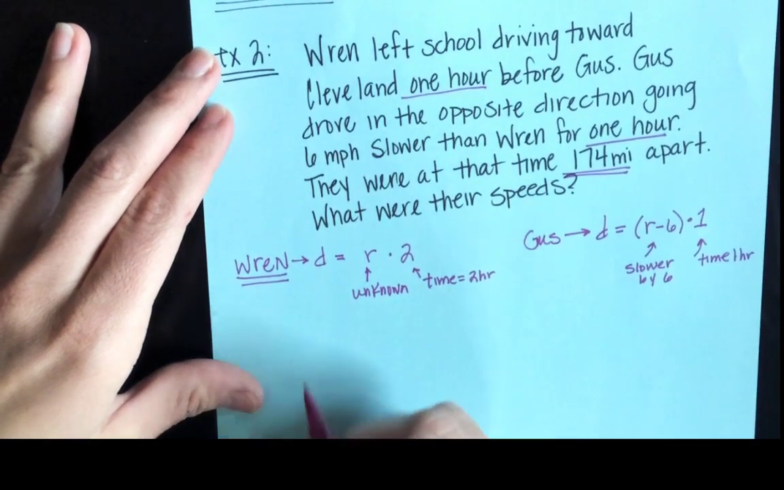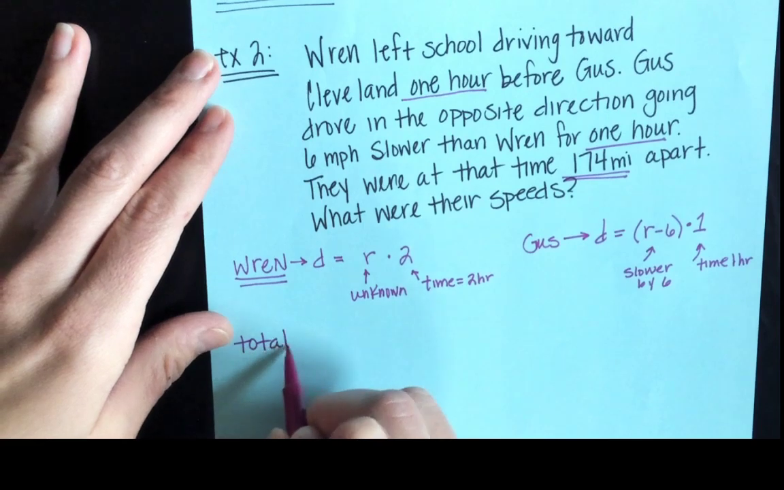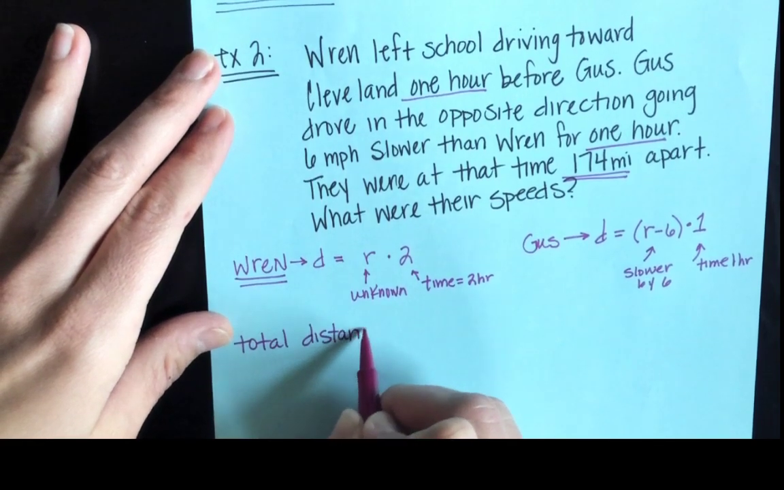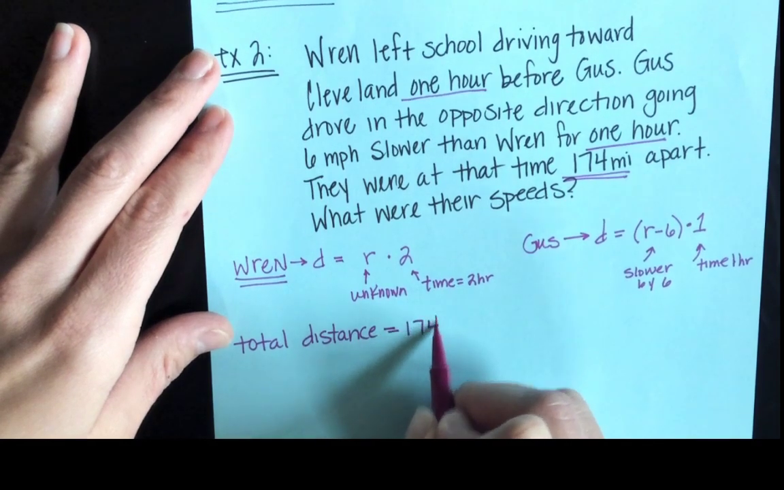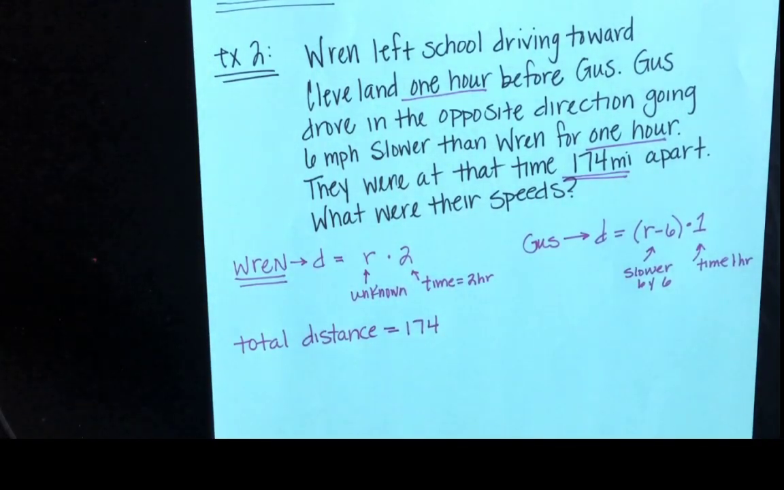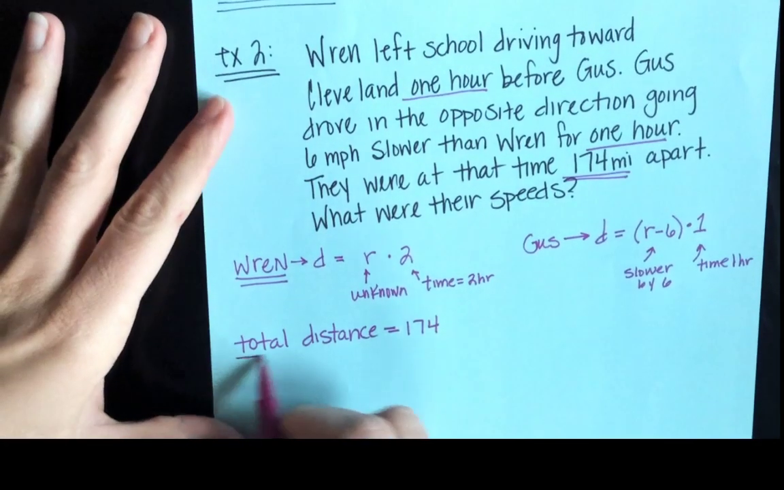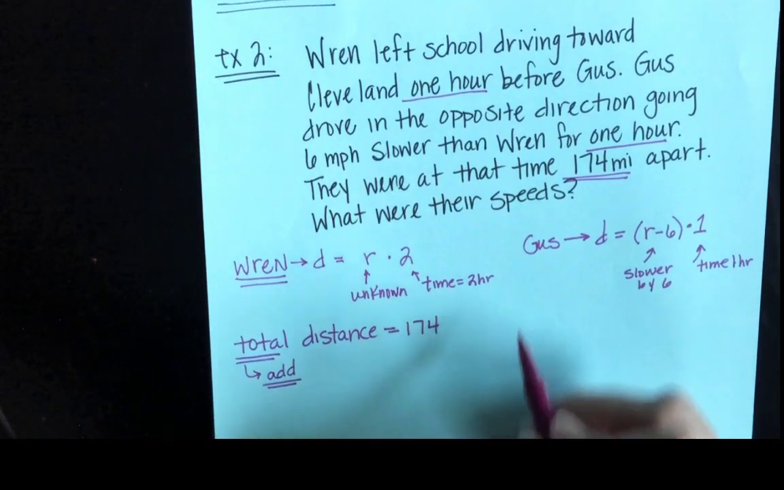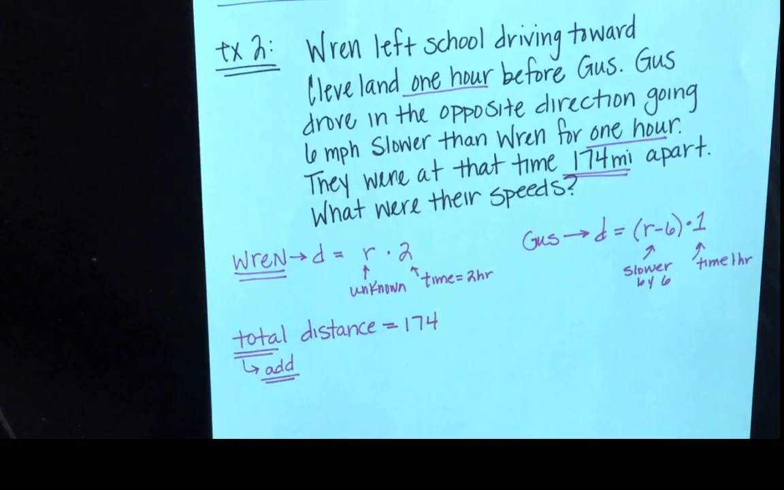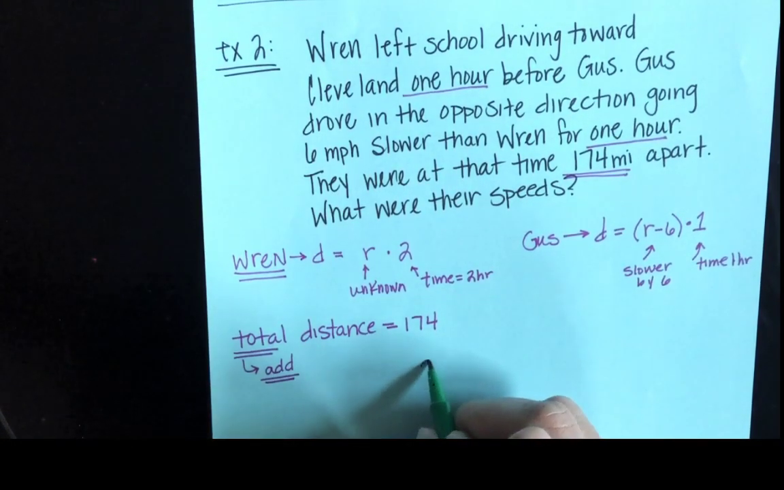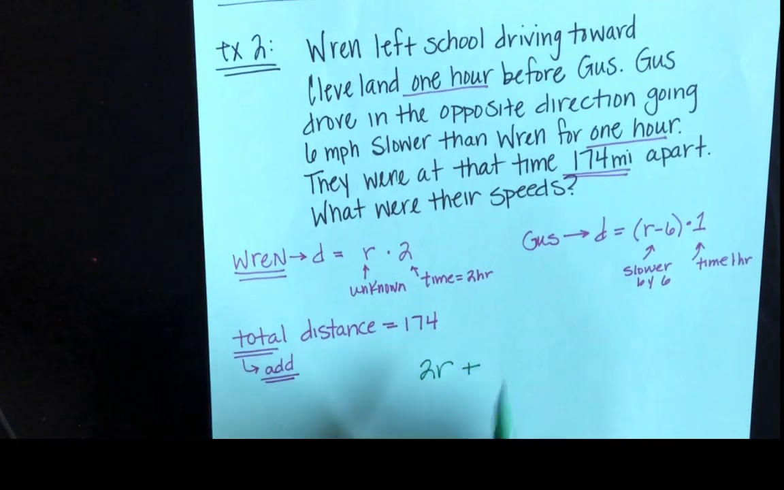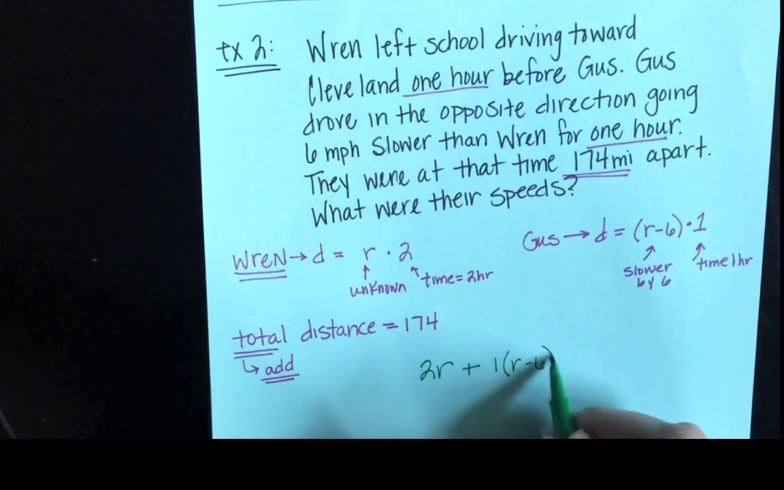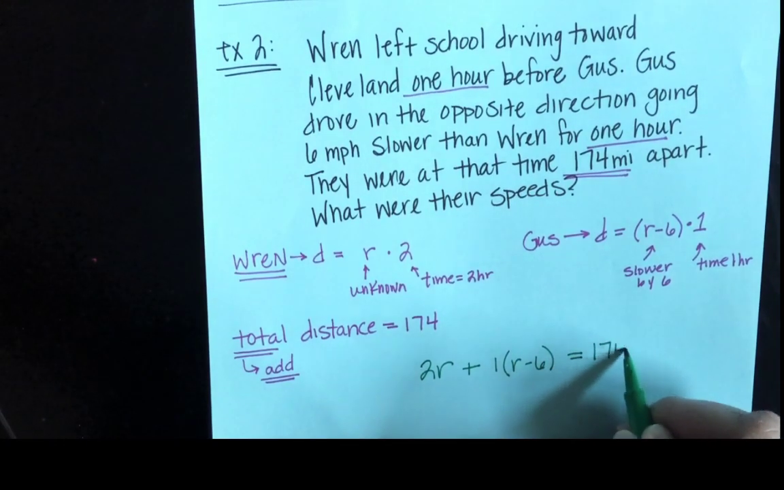So we do know distance. Total distance was the 174. So this problem's a little bit different in that it doesn't talk about what their equal distance is. It's talking about their total distance. So when we talk about total, we need to add. So we're going to take Ren's 2R and Gus's 1 times R minus 6 and set that equal to the 174.